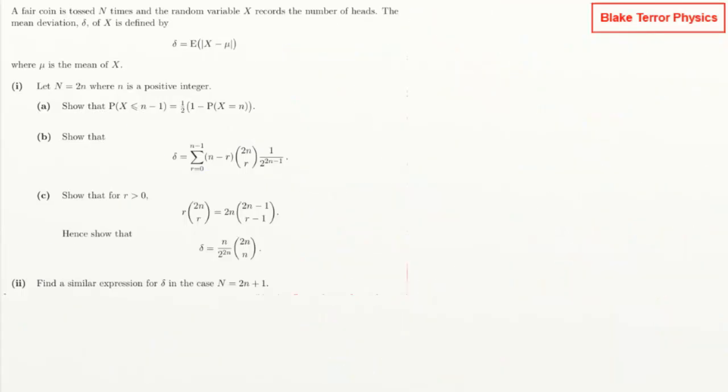Right, I've got one part left then. Find a similar expression for delta in the case that capital N is 2n plus 1. So we've gone over to an odd setup then, and we've got to do it all again. It would be really nice to have this all on the screen so I can just see what I've done and then redo it all. So our mu has changed then. Mu now is going to be 2n plus 1 over 2. So this is our new mu.